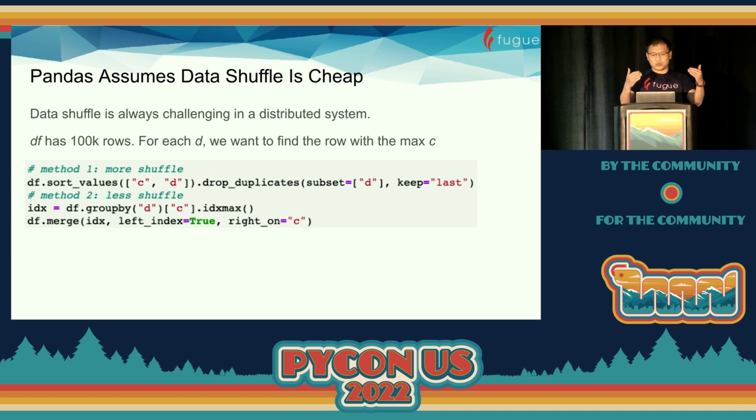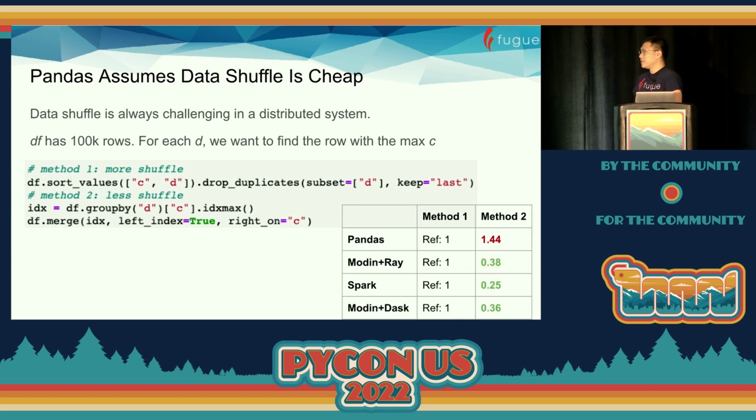We just need to sort the values on both column C and D, and then we just drop the duplicates based on group D and keep the last. Then we get the expected result. It is expressive, and it is very elegant. In the second method, we just group by D, and then we try to find the index with the max C, and then we join back this index to df on the index in order to get the result. The second method is less straightforward. It's more complicated. Let's take a look at the speed.